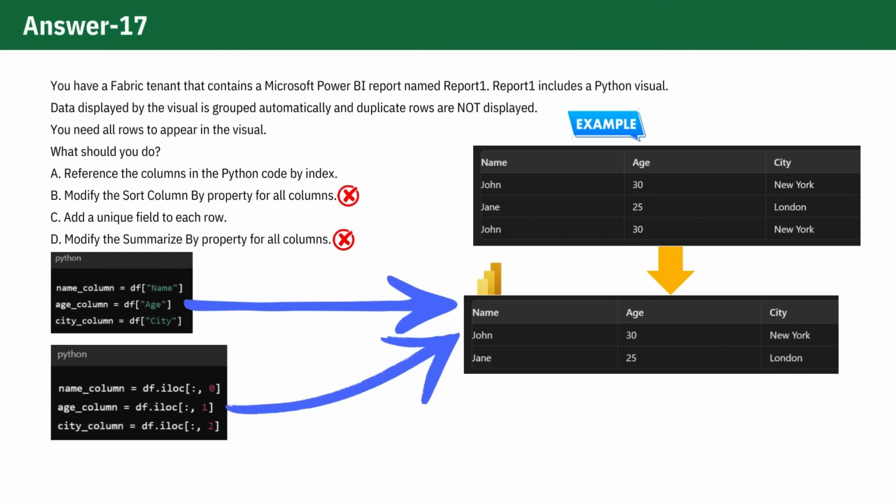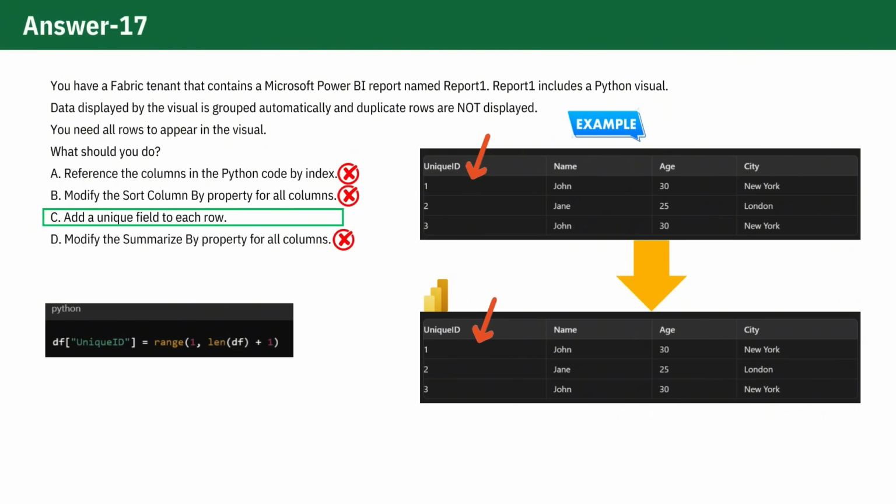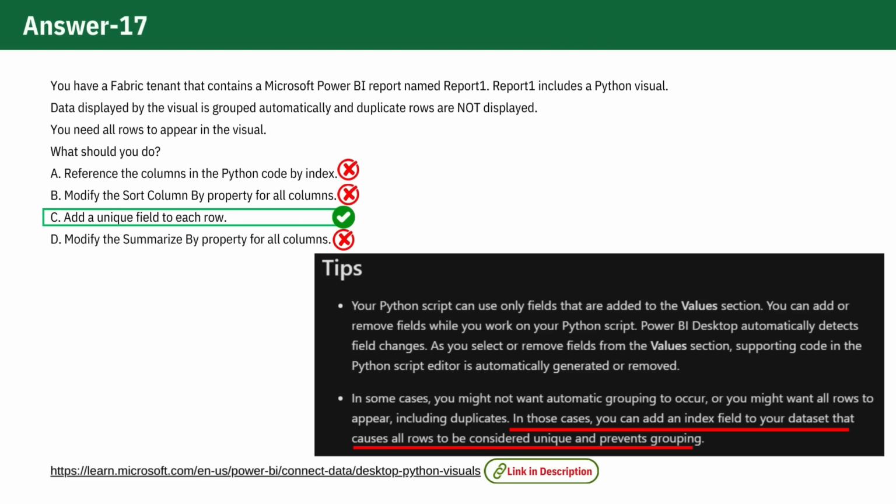processes data. The correct approach is to add a unique field to each row, option C, because by adding a unique field to each row, it ensures all rows, including duplicates, are passed to the Python visual, and this prevents Power BI from grouping rows and ensures all are displayed. This solution is supported by Microsoft documentation, which states that adding an index field makes all rows unique and prevents grouping. I hope this explanation was helpful.